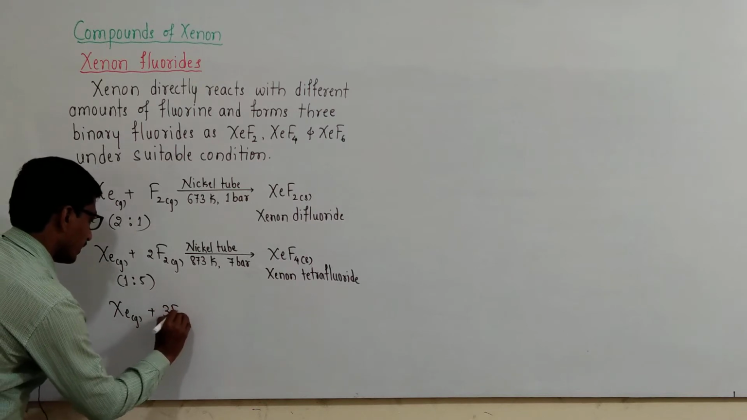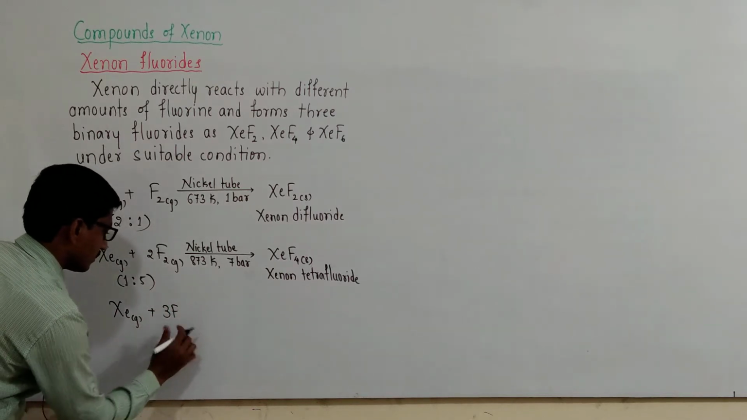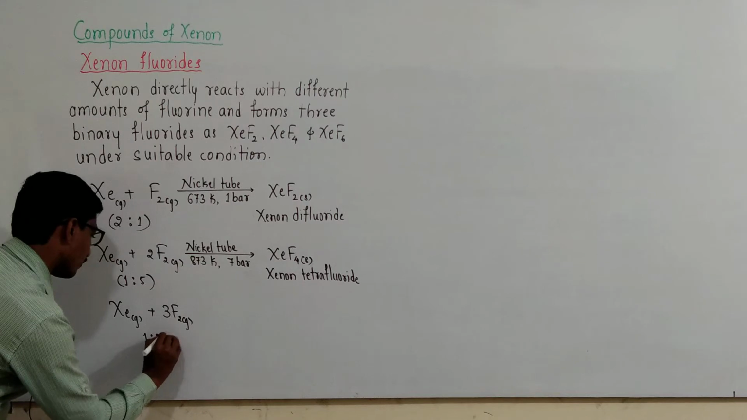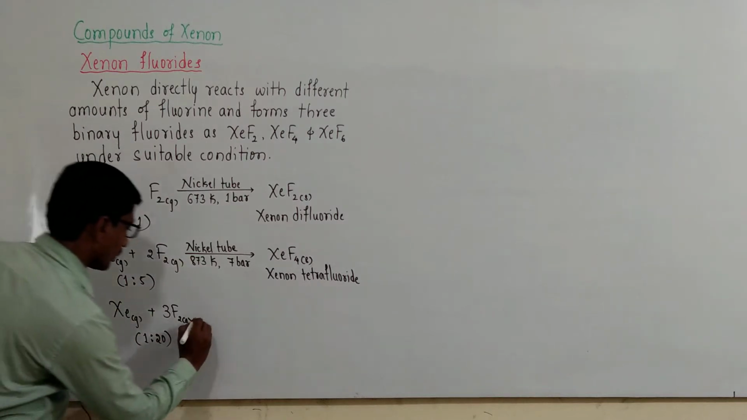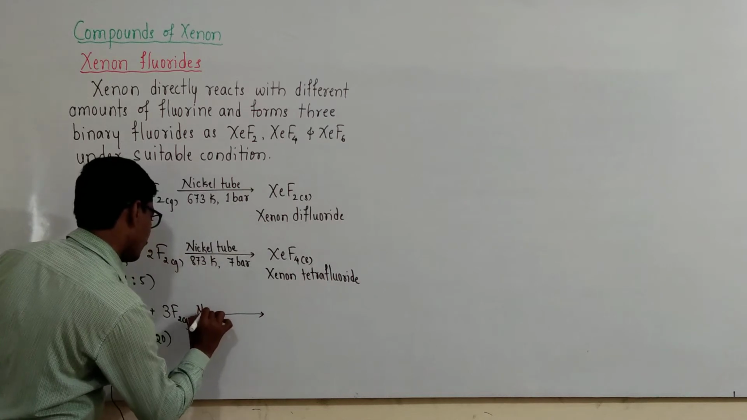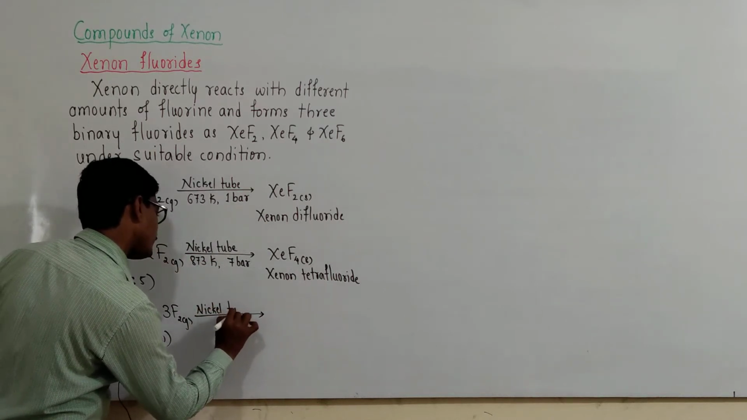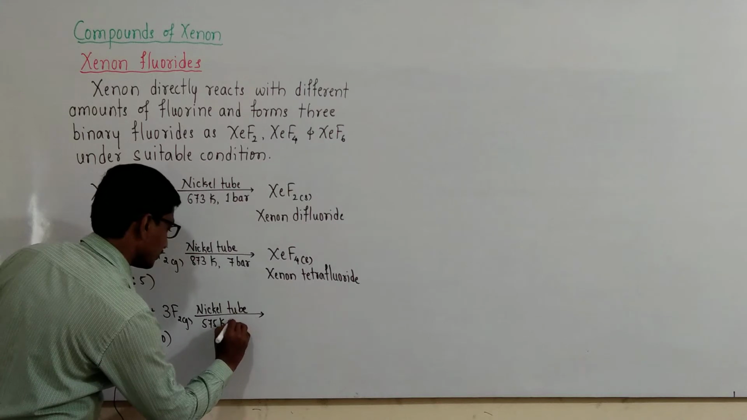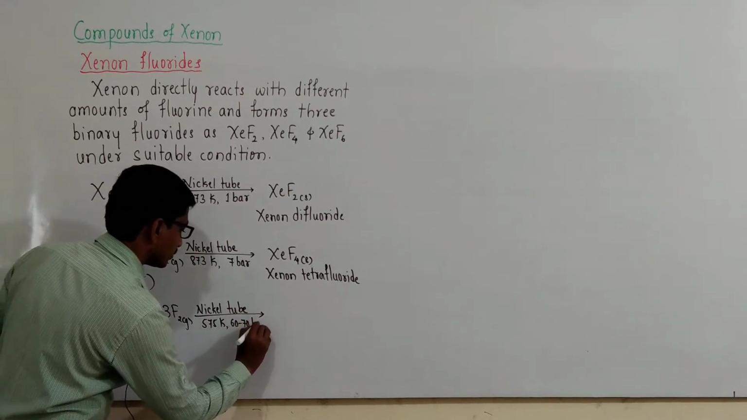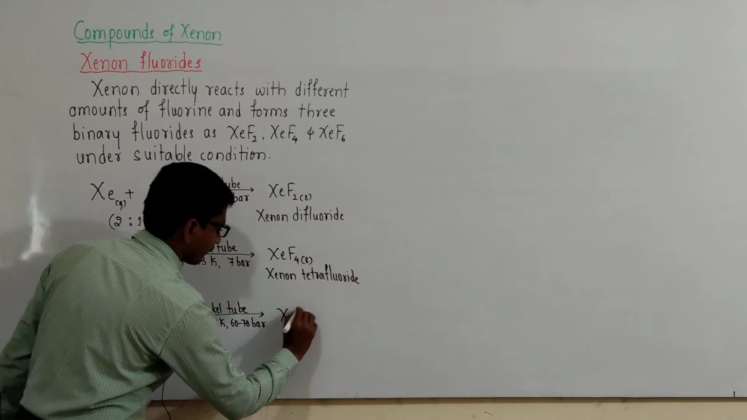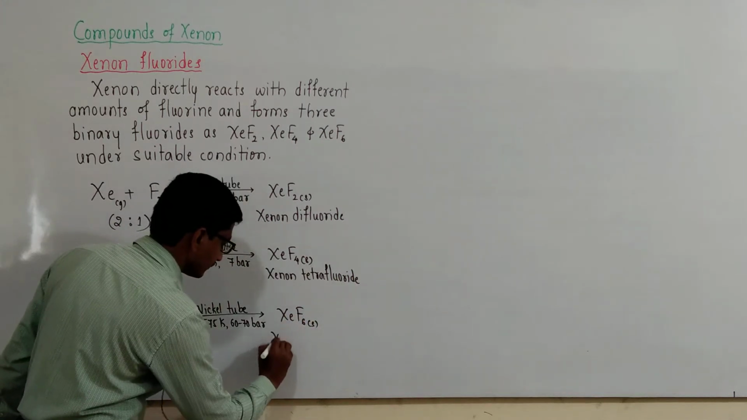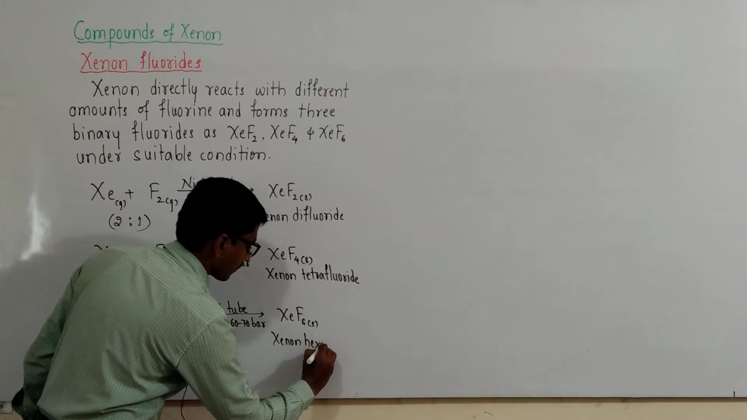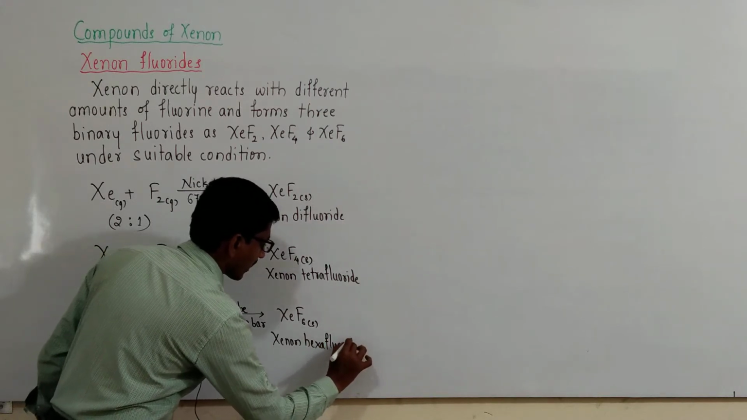And lastly, when xenon reacts with fluorine in the ratio 1:20, xenon reacts with fluorine in presence of nickel tube at about 575 Kelvin temperature and 60 to 70 bar pressure, it forms xenon hexafluoride.